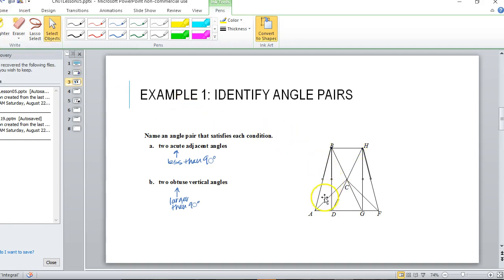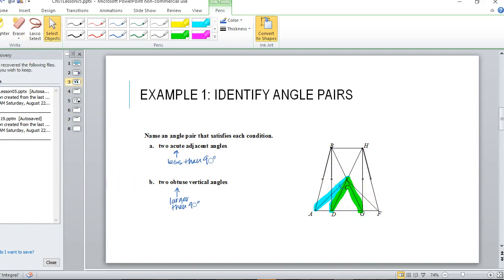What about ACD? It is also another acute angle. Is there an adjacent angle with ACD? How about DCG? Those two angles are adjacent angles and their angle measures would be less than 90 degrees. I could also use DCG, GCF. I could also use those two. We could also use some of these tall ones, ABD and DBC. So those aren't the only ones on this picture, but just a few examples.